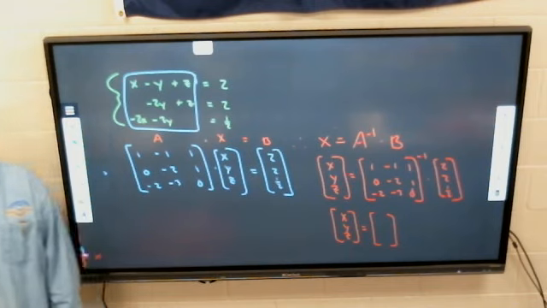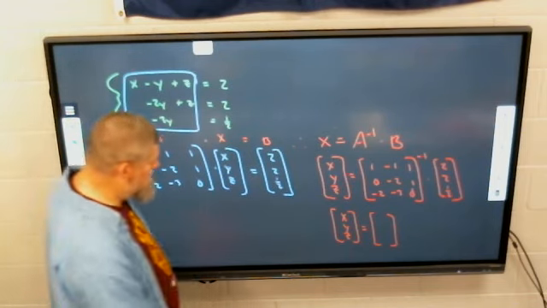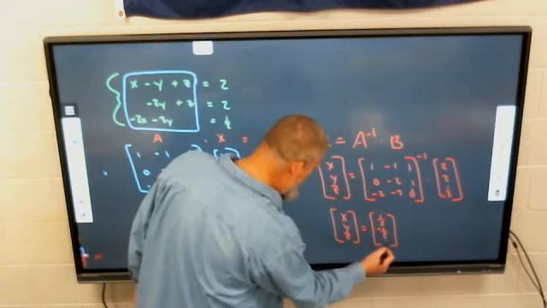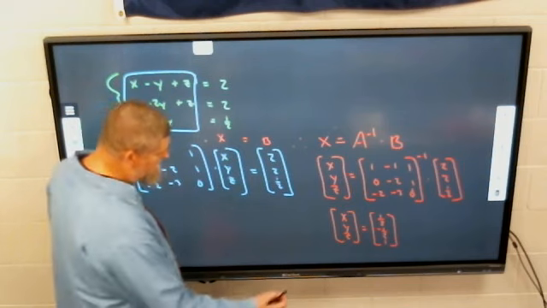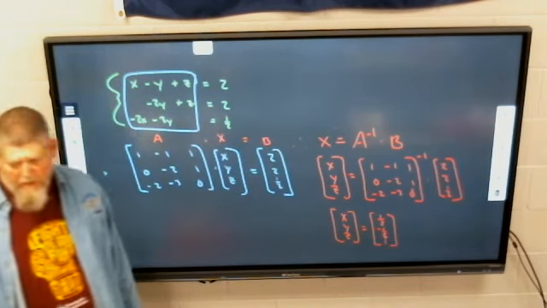You should get 2 fractions and a whole number. Here, are these fractions negative? Yes. 1/2? Negative 1/2? Negative 1/2. You should get 1/2, negative 1/2, and 1.